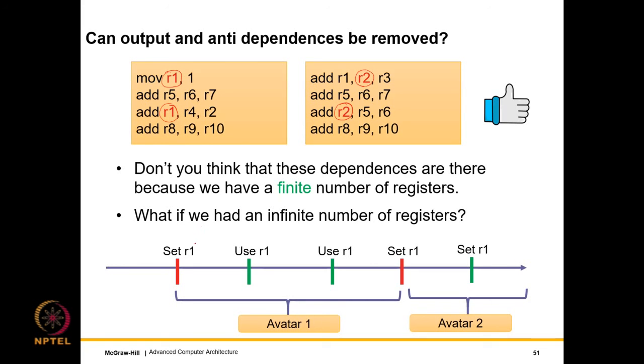If we think about it, both of the situations can be conceptually represented on this timeline, where essentially we set the value of a register, let's say it is R1. We then have several read instructions that read its value. So this is like the first avatar of the register, which is R1. And then we have the second avatar, which sets R1 again. And again, a couple of instructions read.